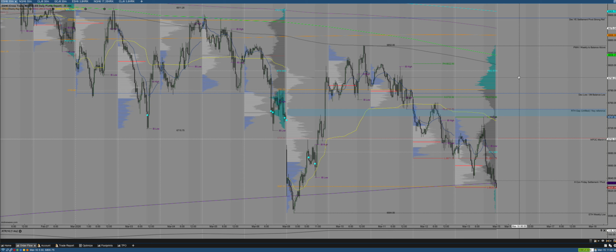That means that we're probably going to be looking for prices lower. We're probably going to be looking for price discovery lower to find new buyers to bring them into this market. So that's the case right now. Monthly's framing down, weekly's framing down, daily's framing down.